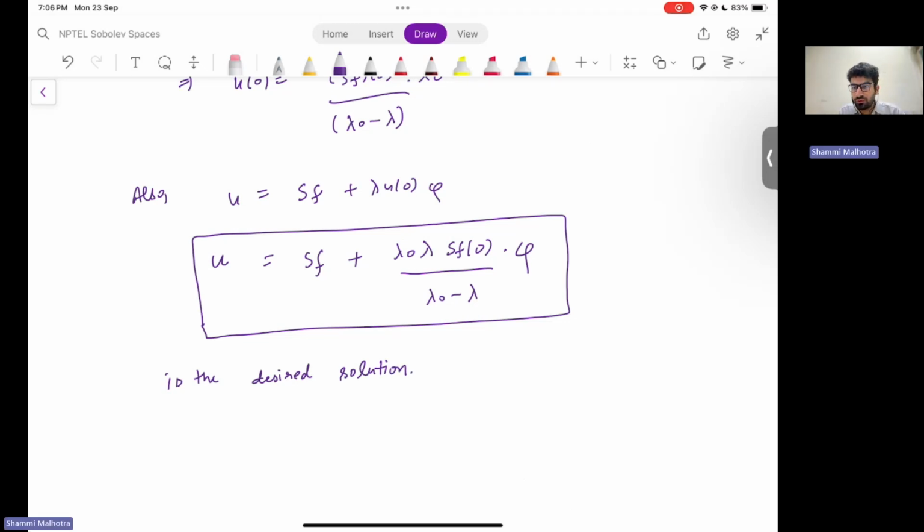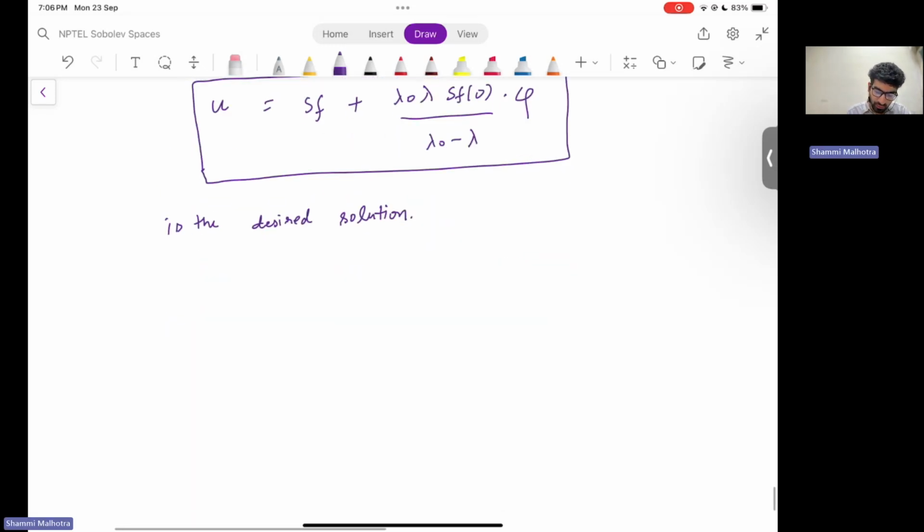The next problem which we would like to consider is another application of this Lax-Milgram lemma and the idea that homogeneous solutions can be used to find the general solution of a non-homogeneous problem. So the problem goes like this.